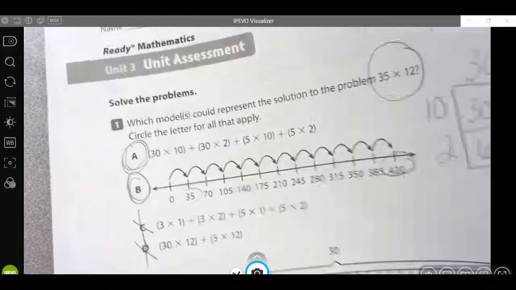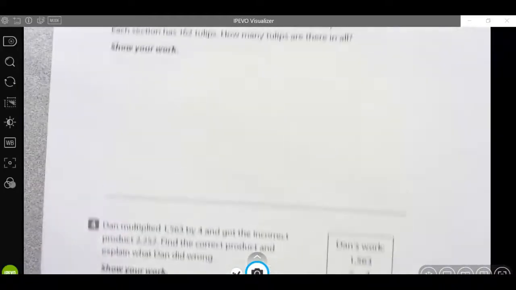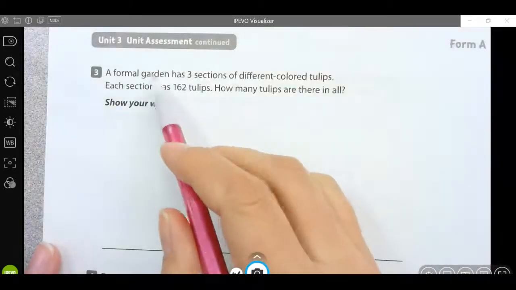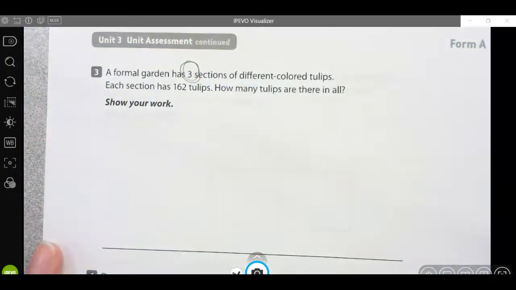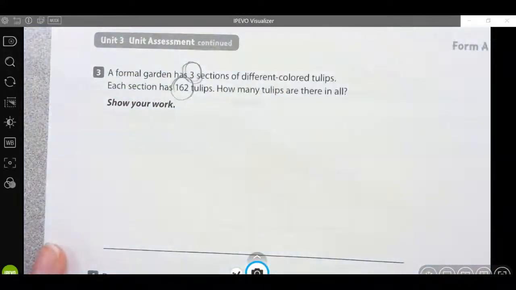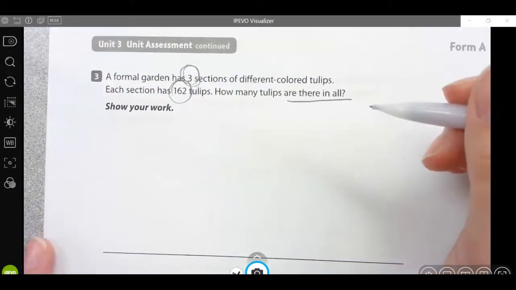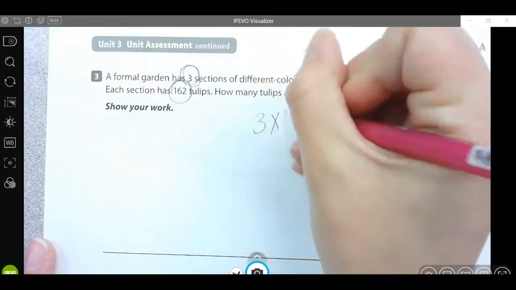Let's go to the next one. Okay. A formal garden has 3 sections of colored tulips. Each section has 162 tulips. How many tulips are there in all? Are we going to multiply or divide? Multiply. Good job, Memphis. So we have 3 times 162.